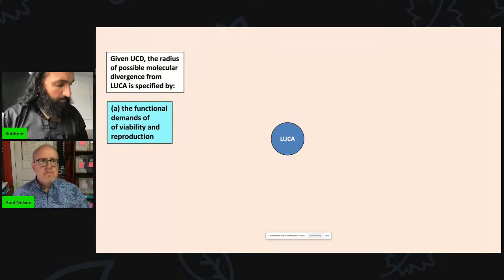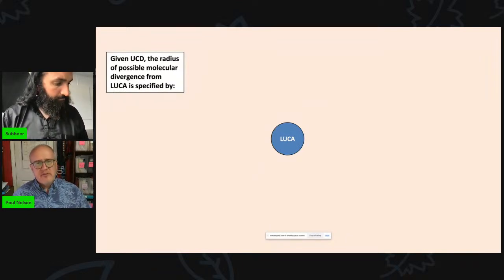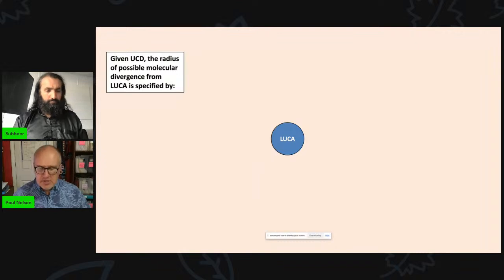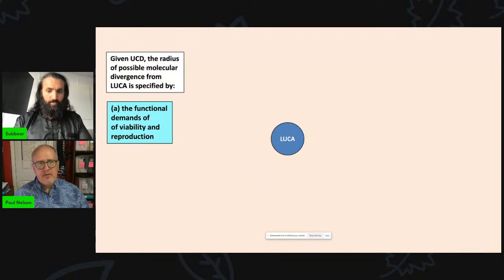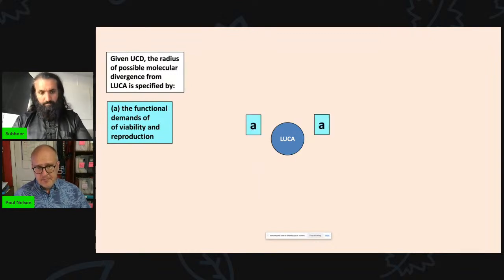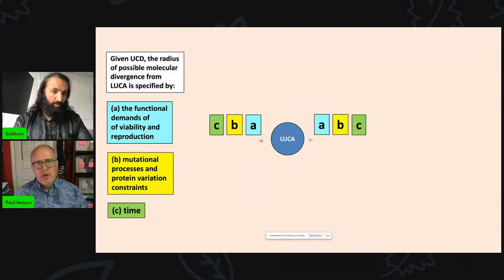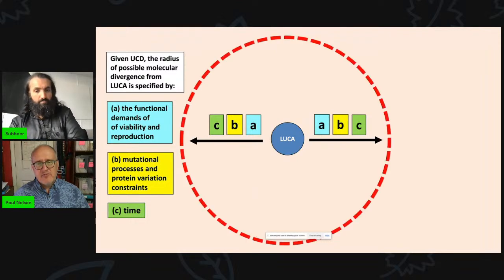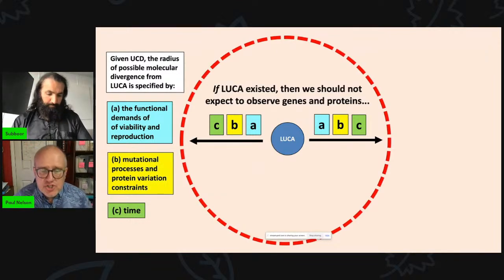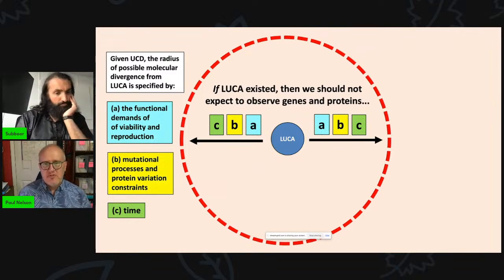Last slide. Let's suppose that LUCA existed. Postulate that LUCA existed. Well, we can extend a radius from LUCA that's defined by three things. The functional demands of being alive. There's no dying in evolution, and you've got to be able to leave offspring. Known mutational processes and the constraints on protein variation. And time. That gives us a radius, and that gives us a sphere, outside of which we should not expect to observe genes and proteins.